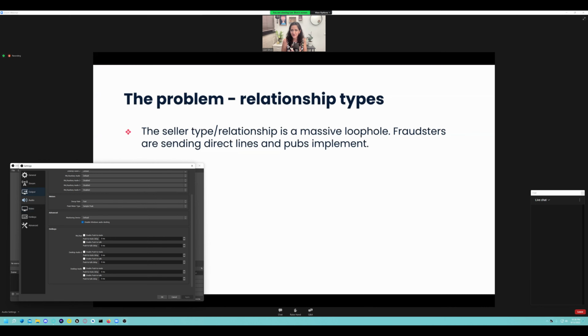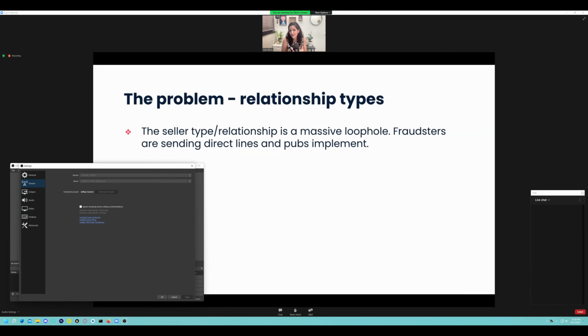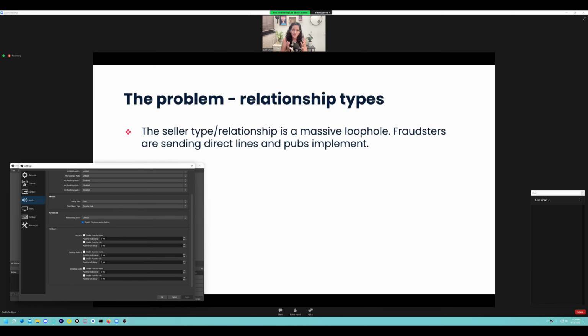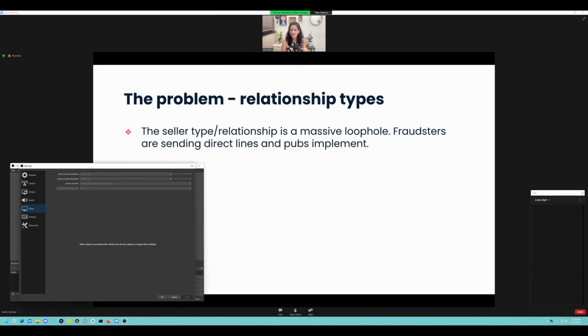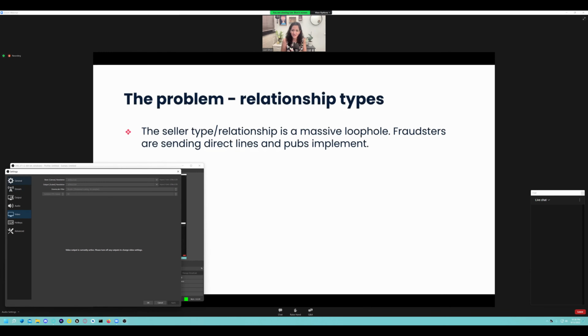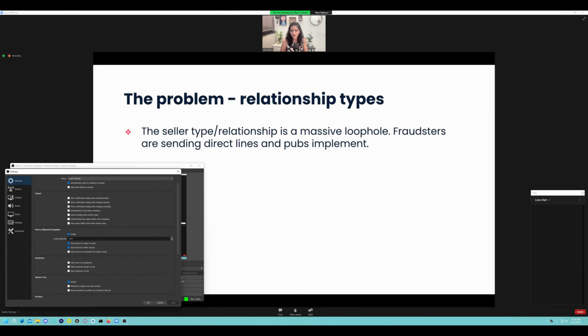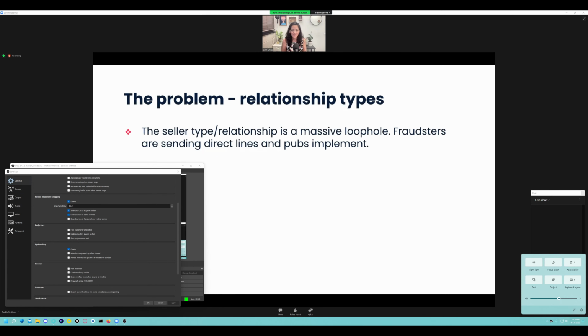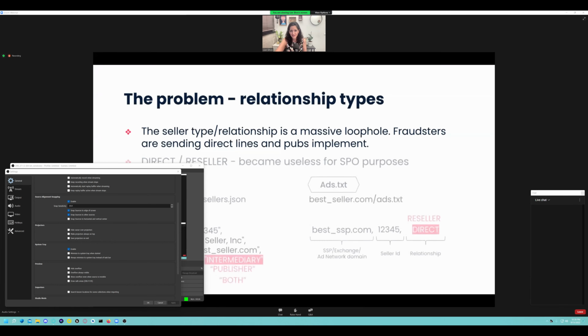It's very confusing. Most people think direct means it's my relationship with the vendor that I'm in business with, but it's not. Direct actually means that you are the one that controls the seller ID or the account ID in this Ads.txt line, which most times is the publisher themselves. So being direct basically means that you're claiming to own this site, you own this domain. Fraudsters know that loophole, and they're sending direct lines, and publishers just implement them because they don't really understand the difference, and because it's very confusing, it became a total mess.